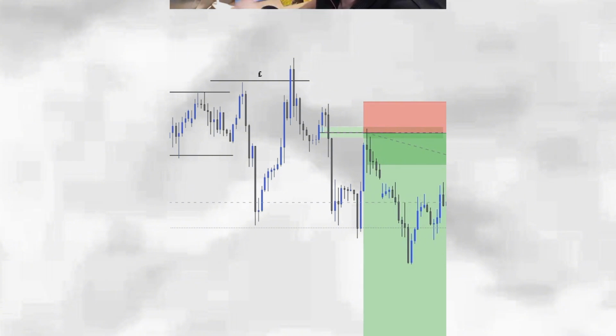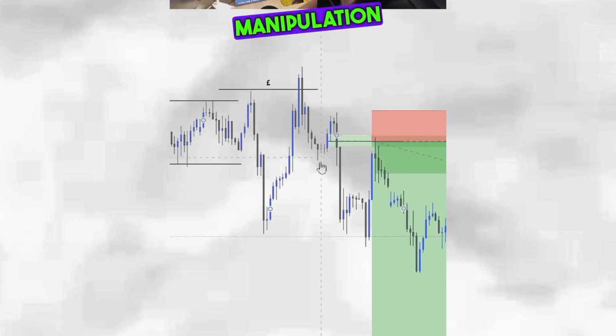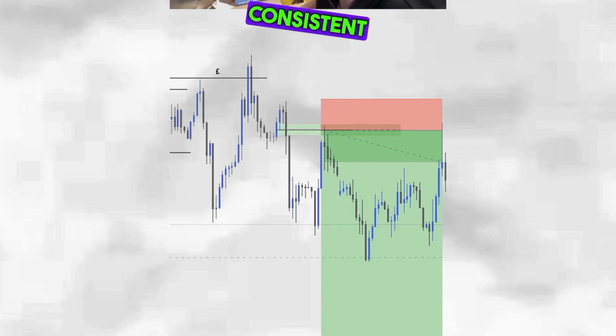And better yet, when you start understanding that this consolidation phase, this manipulation phase, and this distribution phase all happens within certain times, you will be able to limit the amount of time you spend on the charts because you will know when you need to look for your opportunity. When you get to that stage, at that point, you will be able to finally become consistent in trading.